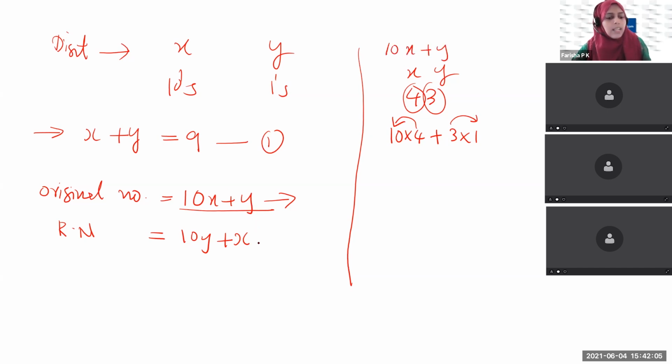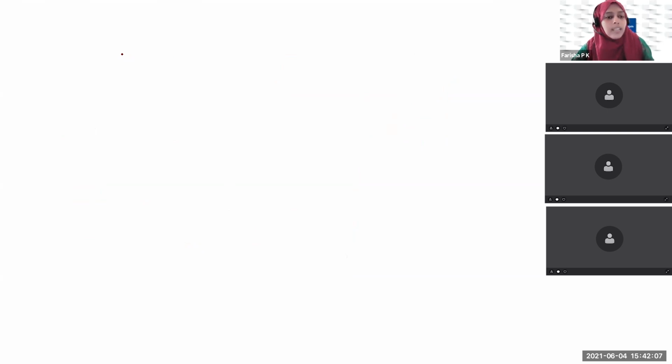Okay, now here the next step, you have to write the difference. So 10y plus x minus (10x plus y) should give you 45.